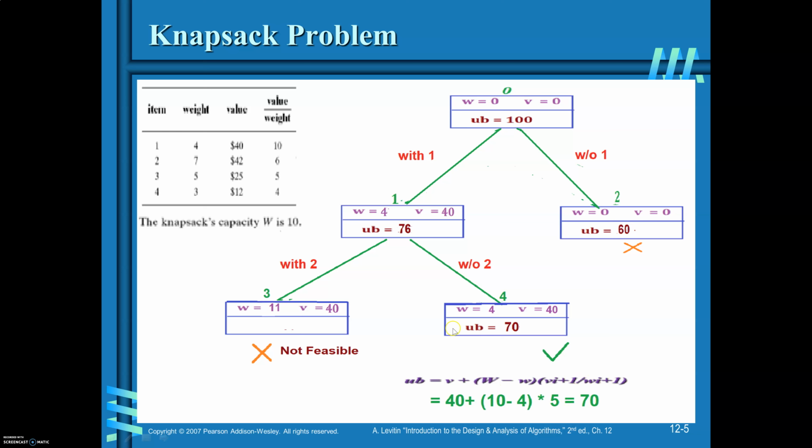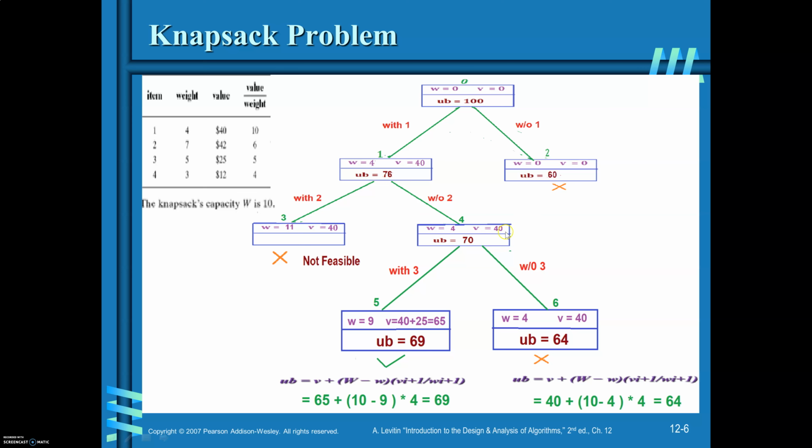Value to weight ratio you have to consider for the third one, because you are in the second iteration. Third value to weight ratio is 5. So 40 plus 6 into 5, now the total equals 70. So you don't have any option here because this is not feasible. You cannot continue the branch with this. So the only option for you is to continue with this node.